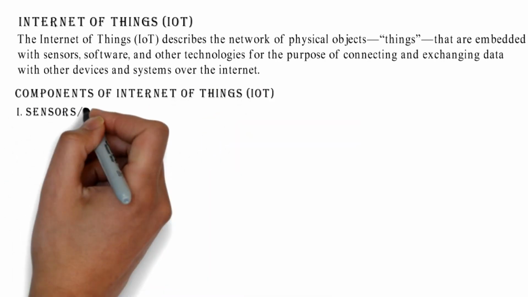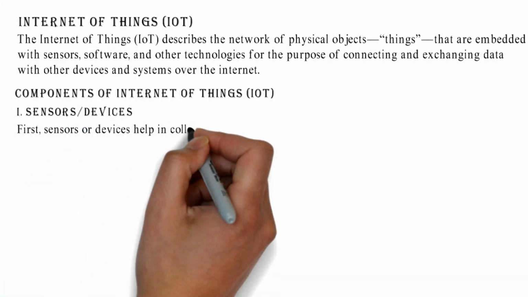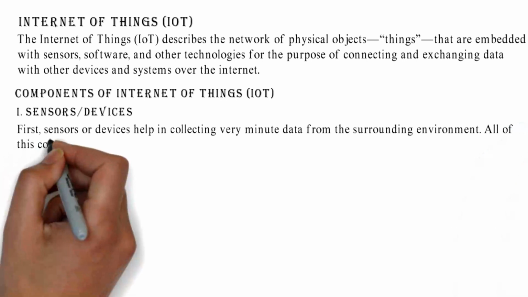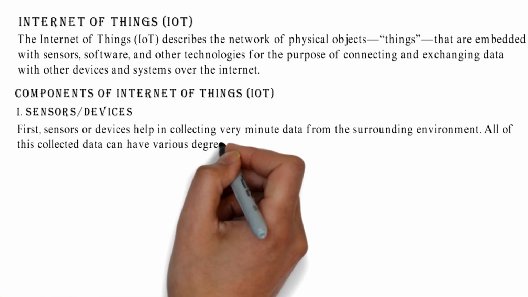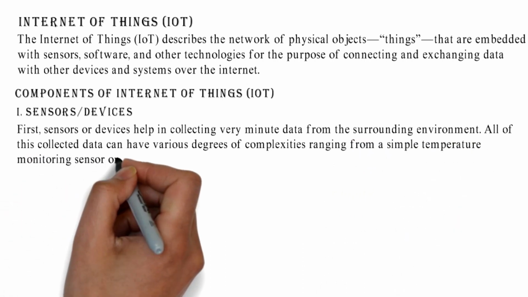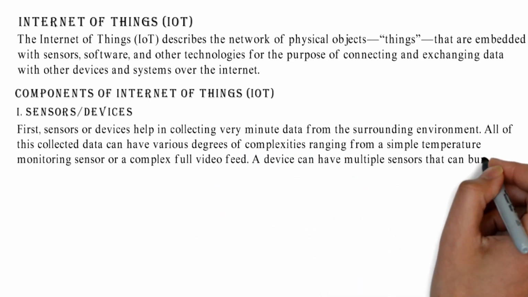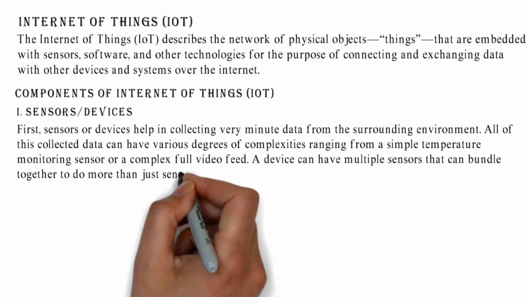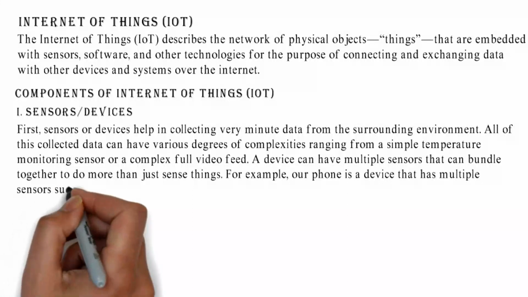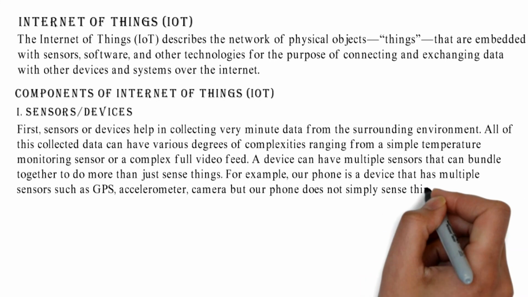Components of Internet of Things, IoT. Sensors/devices. First, sensors or devices help in collecting very minute data from the surrounding environment. All of this collected data can have various degrees of complexities, ranging from a simple temperature monitoring sensor or a complex full video feed. A device can have multiple sensors that can bundle together to do more than just sense things. For example, our phone is a device that has multiple sensors such as GPS, accelerometer, camera, but our phone does not simply sense things.